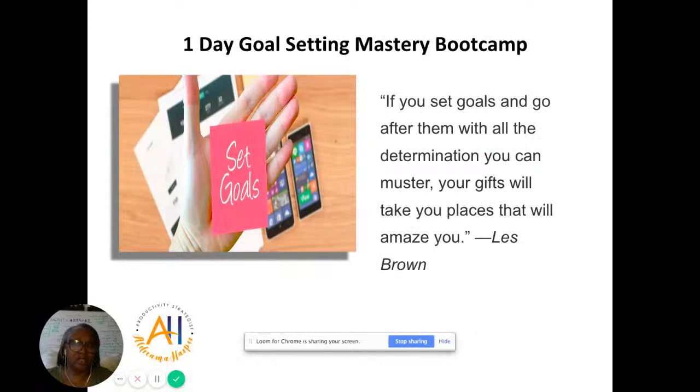I love this quote by Les Brown. It says, if you set goals and go after them with all the determination you can muster, your gifts will take you places that will amaze you. And so I want to leave you with that, as something a little bit inspirational for you.